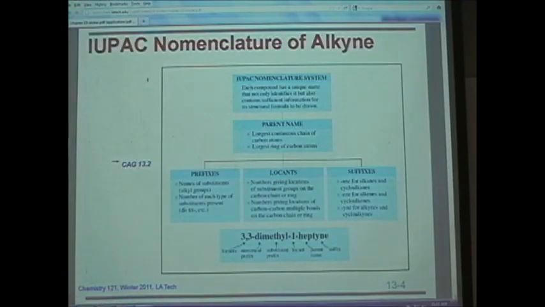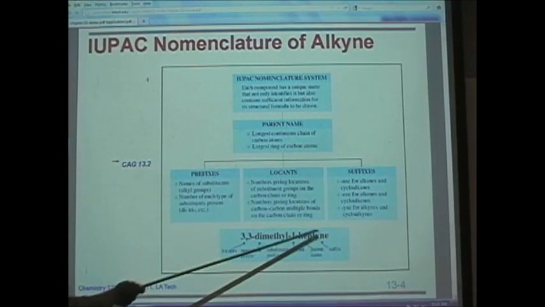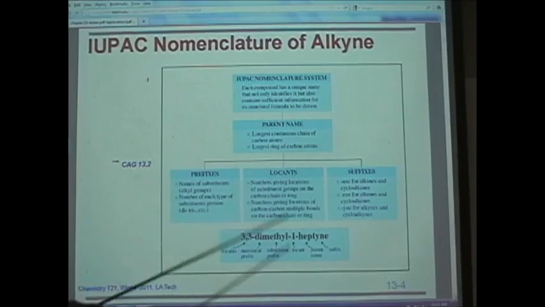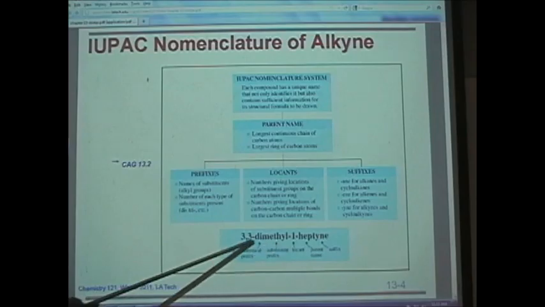There are similarities in naming alkyne and alkene, right? Again, you pick the longest chain. One of the things we do is for alkyne, the heptane becomes heptyne. If it is alkene, this will be heptene. So the rest of the thing is similar, right? Remember we ran into a naming problem.